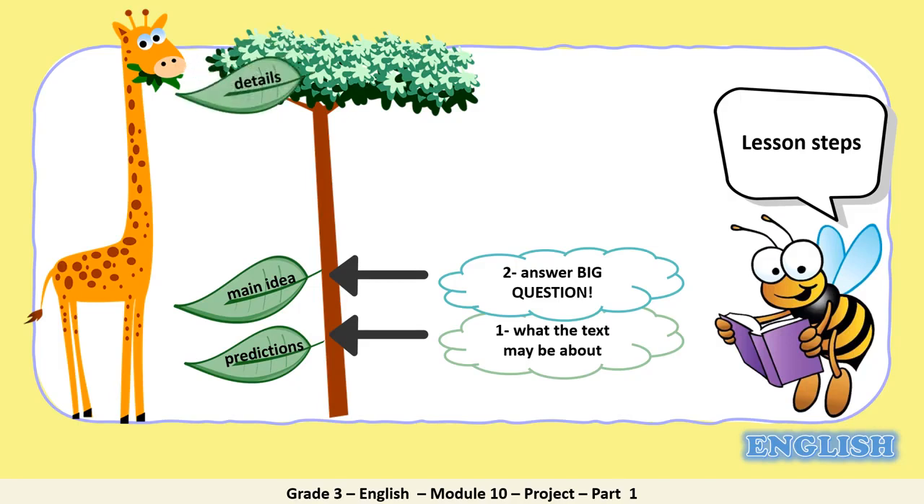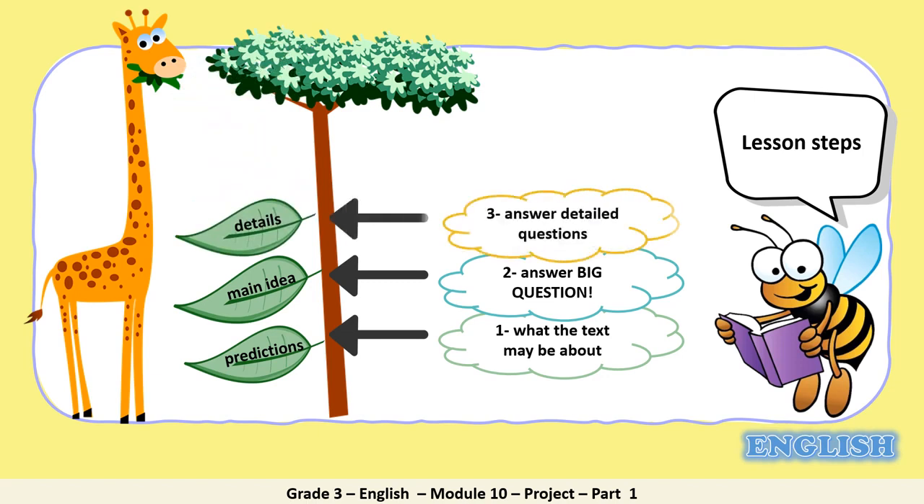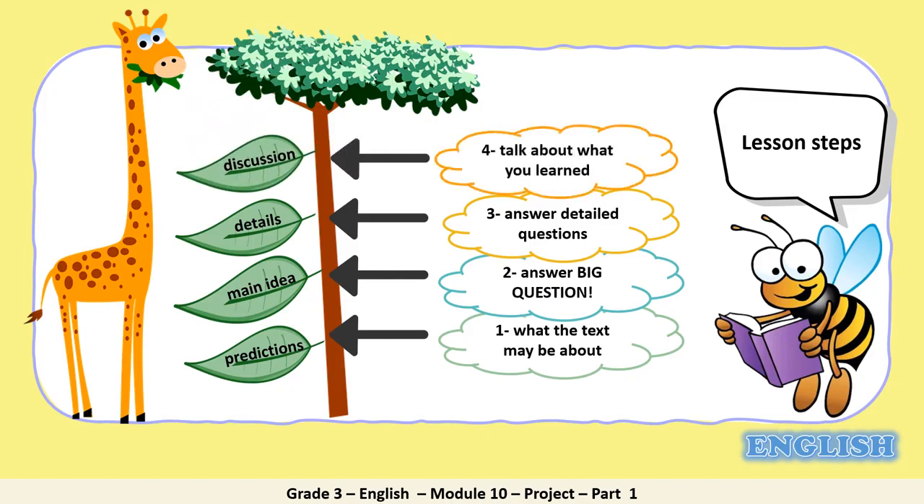Then you will have to read the text again on your own for details. Of course, we look for details to answer detailed questions correctly. In the last step, we will have a discussion. We will think about what we learned and talk about it. Maybe write a few sentences too. We shall see.